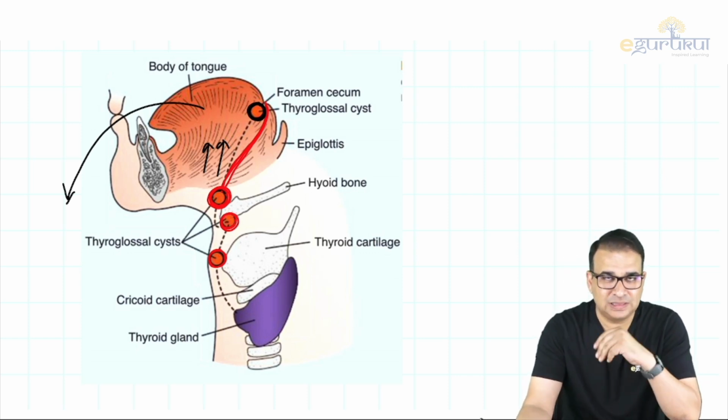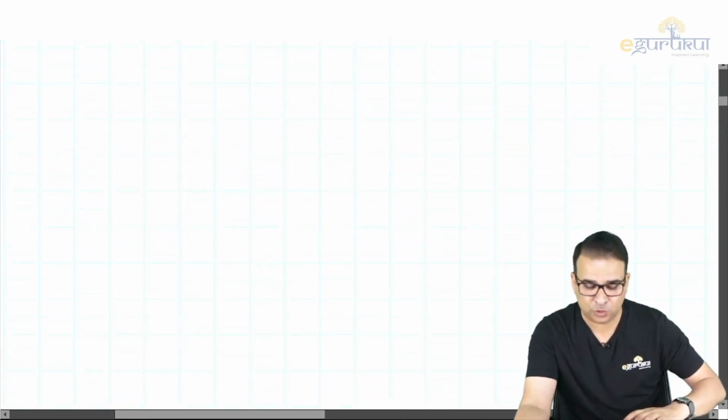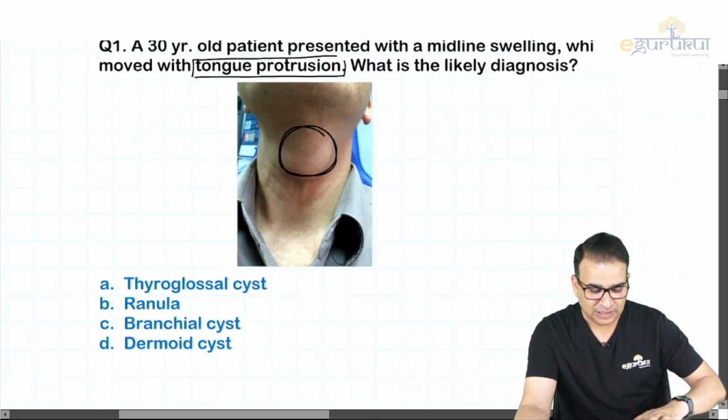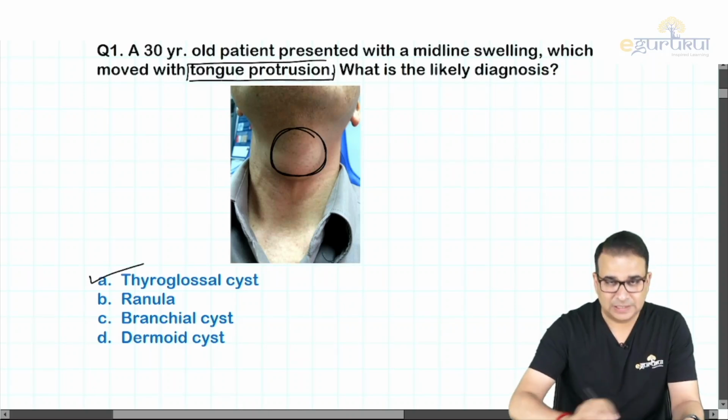That's a thyroglossal cyst, and these midline neck swellings, the thyroglossal cysts, move with tongue protrusion, as they're connected to the tongue by the remains of the thyroglossal duct. So from the question's point of view, the answer here is a thyroglossal cyst.